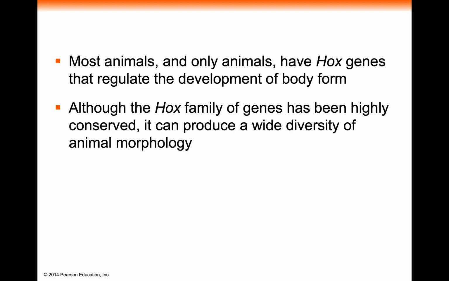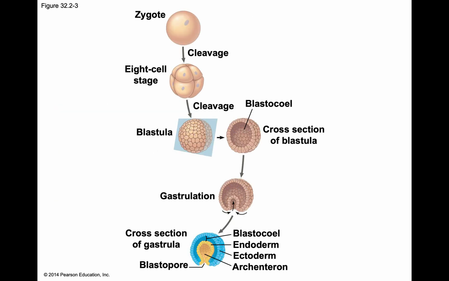Most animals, and only animals, have Hox genes that regulate the development and form the body. We see these Hox genes in animals, and basically this is going to direct our development. If you think of the ball of cells back here as like a globe, you're going to end up with a coordinate system where this is like your latitude and this is your longitude.